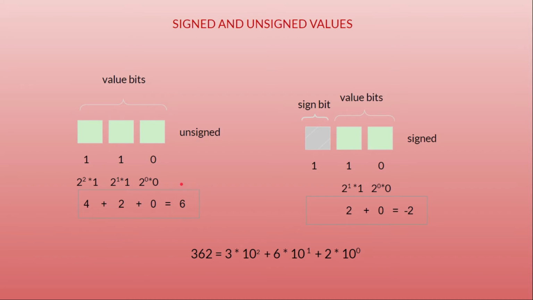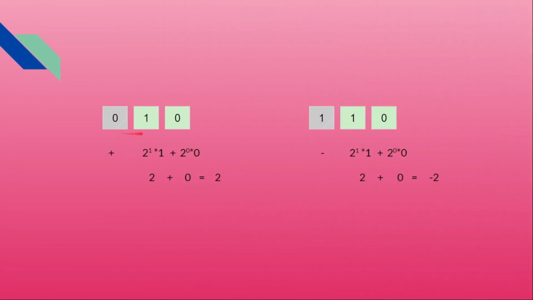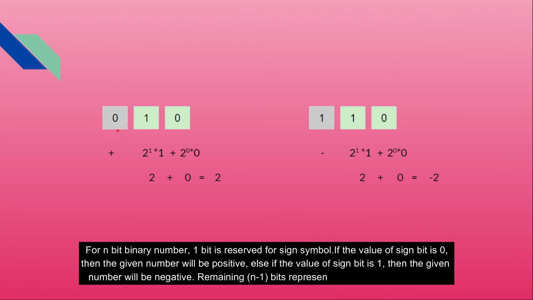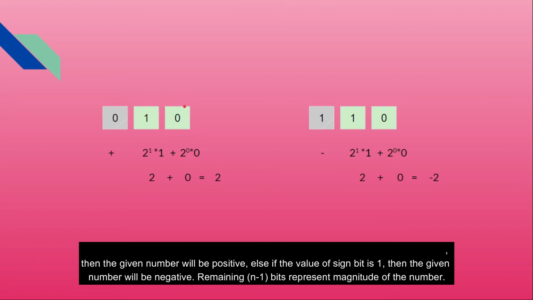On the other hand, signed numbers contain a sign flag. This representation distinguishes positive and negative numbers. This technique contains both the sign bit and the magnitude of a number. For example, in representation of negative decimal numbers, we need to put a negative symbol in front of the given decimal number. For an n-bit binary number, 1 bit is reserved for a sign symbol. If the value of the sign bit is 0, then the given number will be positive, and if the value of the sign bit is 1, then the given number will be negative. The remaining n-1 bits represent the magnitude of the number.